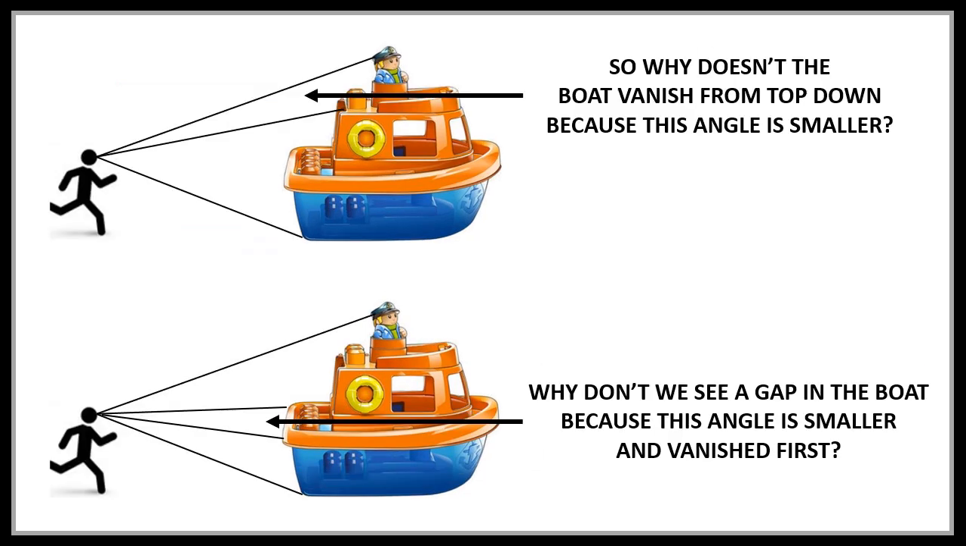Well, this was my reply. On the top drawing, we have a smaller angle on the top of the boat. So as that boat got farther away, why wouldn't the boat vanish from the top down? Because this angle is smaller. And on the bottom drawing, we have a smaller angle in the middle of the boat. So why don't we see a gap in the boat? Because this angle is smaller and vanished first.